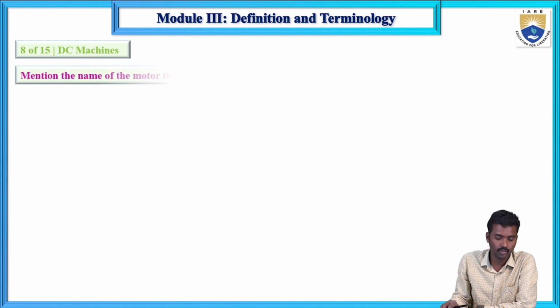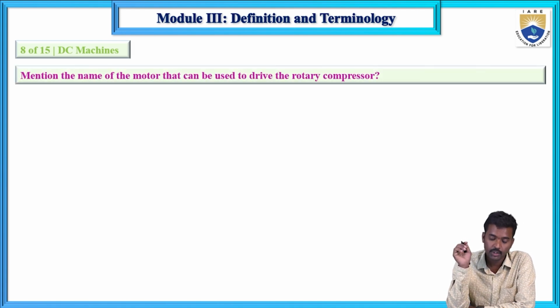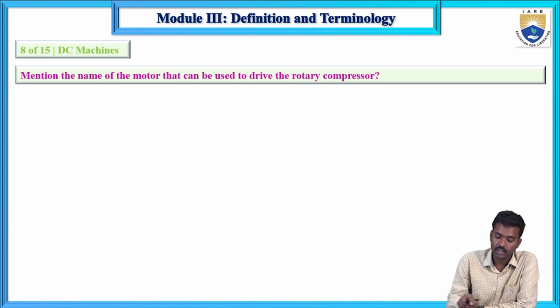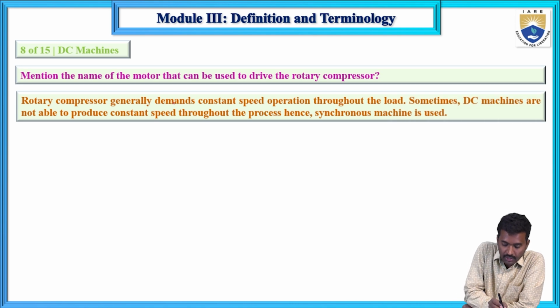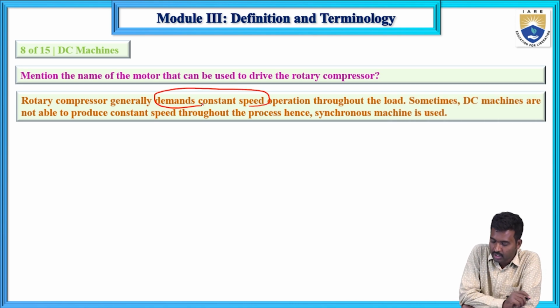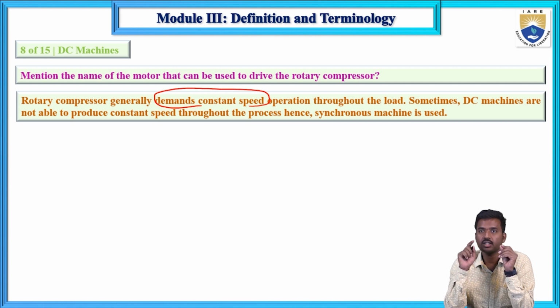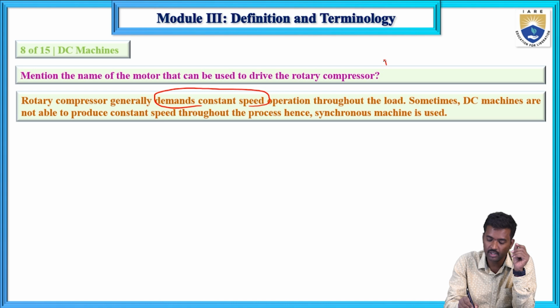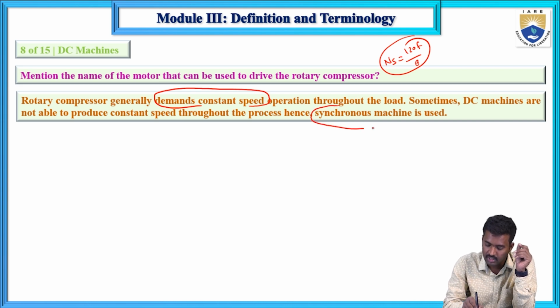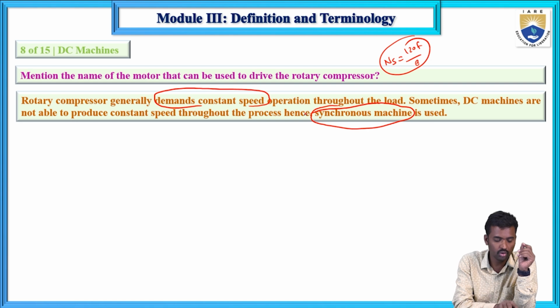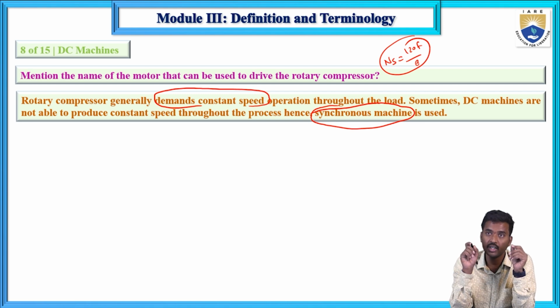Next, mention the name of the motor that can be used to drive the rotary compressor. Now here, a rotary compressor generally demands constant speed operation, which maintains constant speed. The synchronous speed should always be fixed, 120 f by P. That type of motor is the synchronous motor. A rotary compressor demands constant speed throughout the load, so irrespective of the load, the speed must be constant. Such motors are known as synchronous motors.